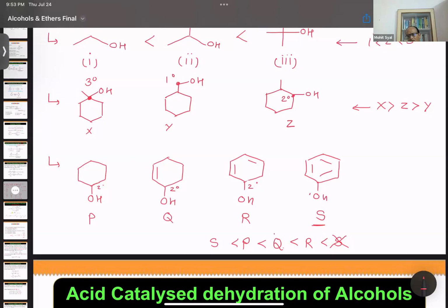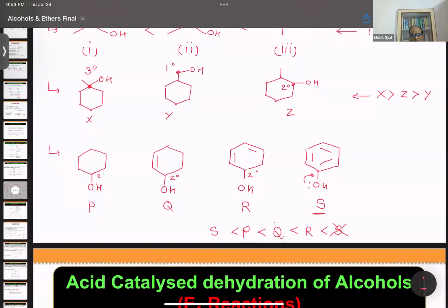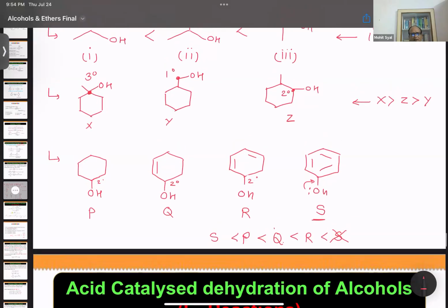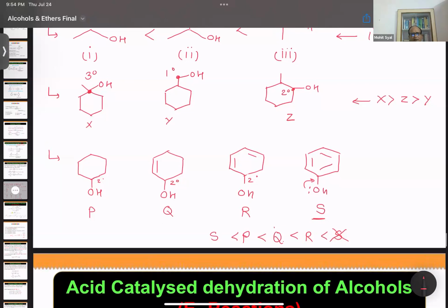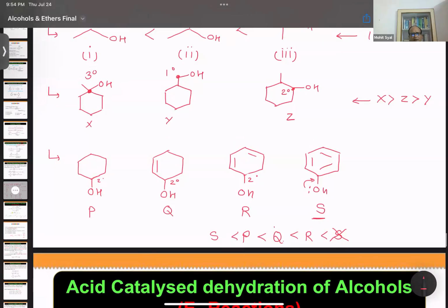The reason is the resonance. In phenol, the lone pair is already in resonance, and now you can't remove that OH. You can remove the OH from the second and third molecule. So everything was okay. The more double bonds, the more stable will be the cation. And once you have the stable cation, you will have faster dehydration happening. All of that was okay, but not with S.